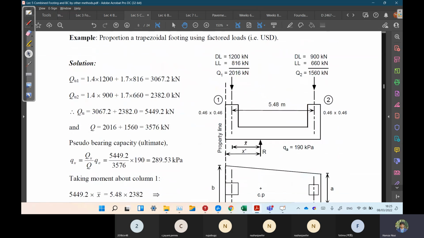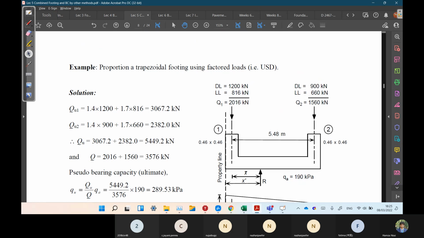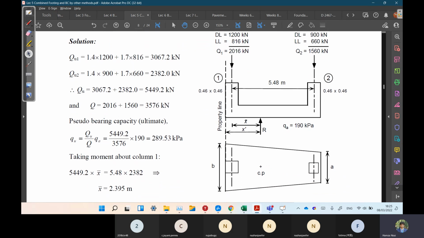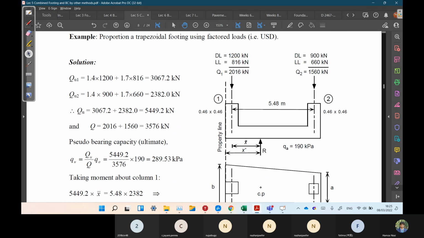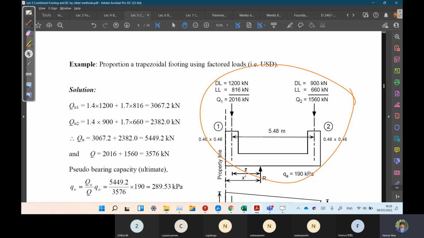So afterwards, first we dimensioned a combined footing, then that was a strap footing. Now we have a trapezoidal footing. What a trapezoidal footing is like is quite the same as a combined footing. For example, this is given, this whole thing.